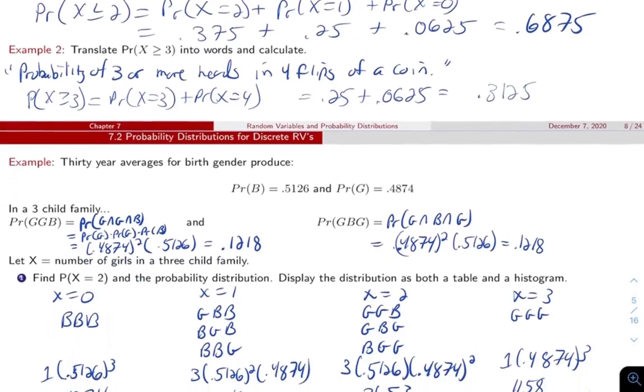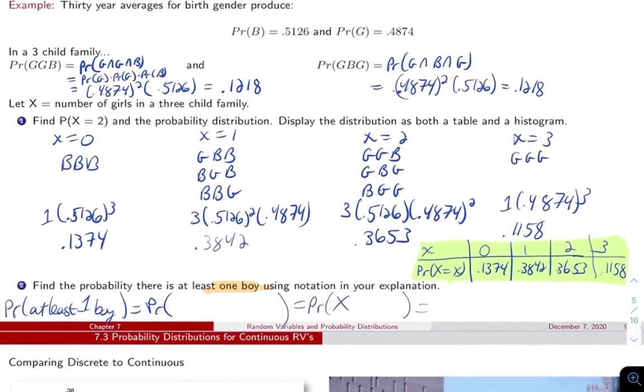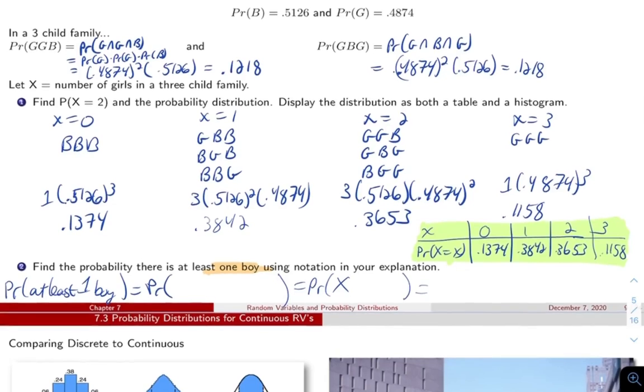For this section, you might have to create the distribution yourself, which is going to be a little bit of work. So, 30 averages for birth genders produced. Boys are slightly more likely to be born than girls. The probability of a boy is 0.5126 and the probability of a girl is 0.4874. Those are real numbers. I didn't make those up. So in a 3-child family, what are the chances that you get an ordering of girl, girl, boy?